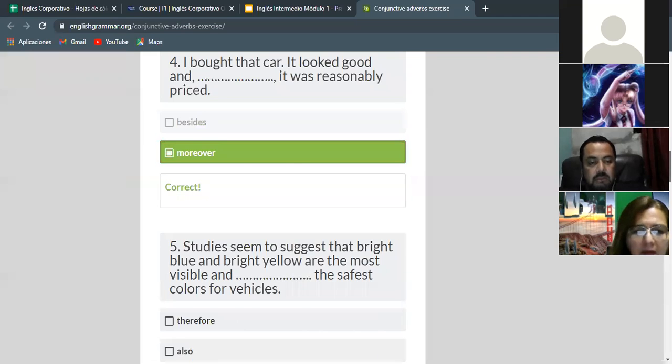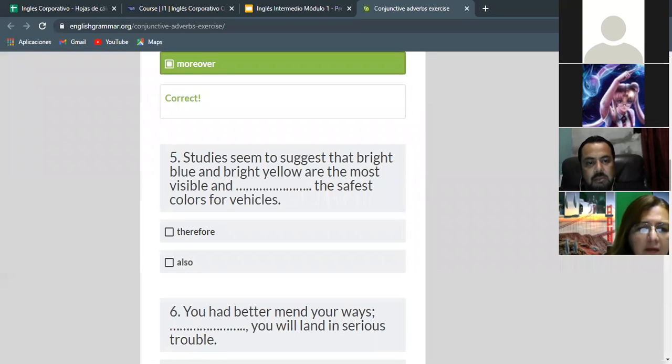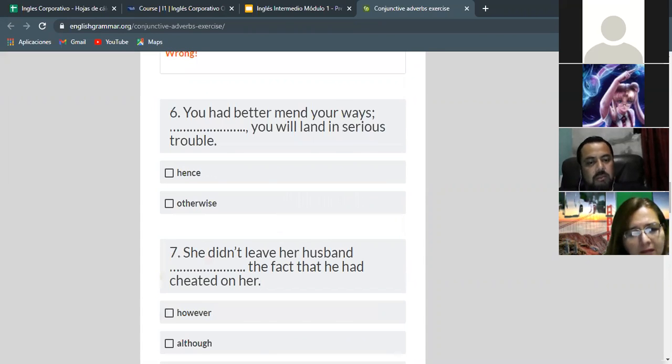Okay. Number five, studies seem to suggest that bright blue and bright yellow are the most visible and also the safest color for vehicles. I didn't know that one. So bright blue and bright yellow. That is a good tip. So you say also, right? Yes, also. Let's see. That was wrong.